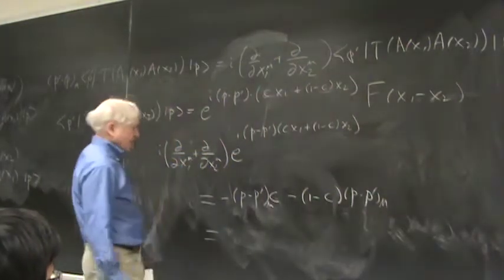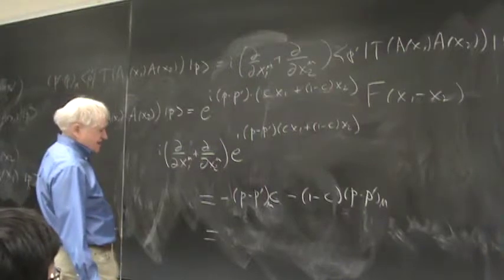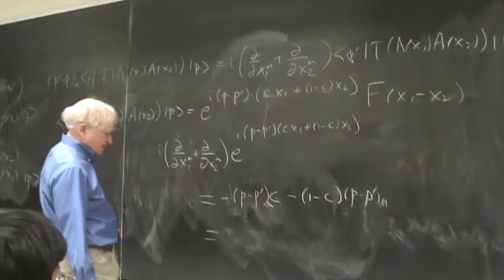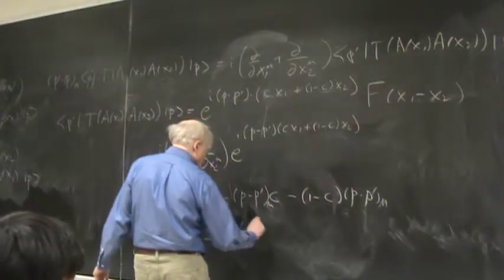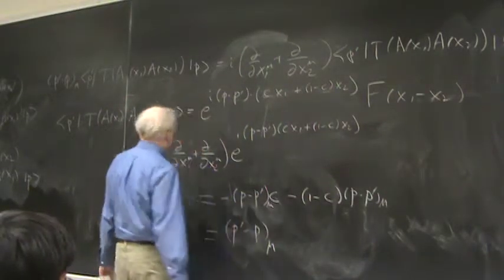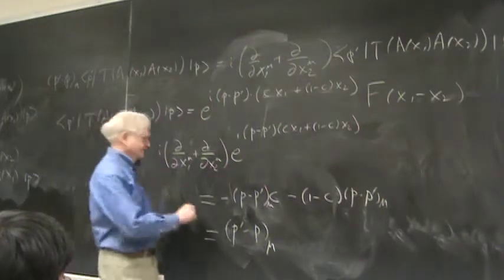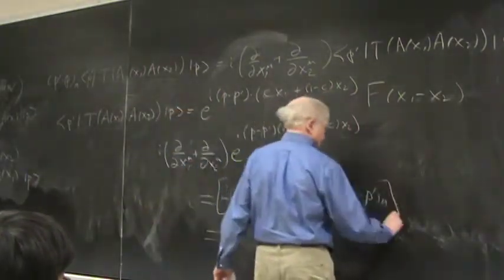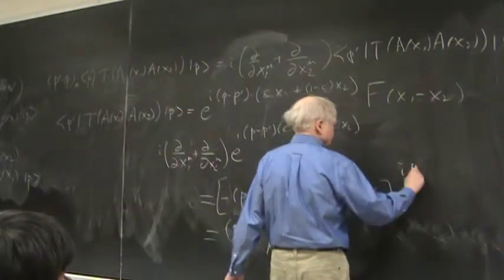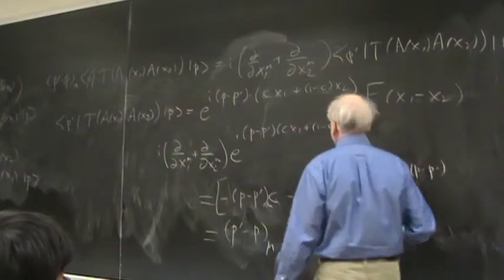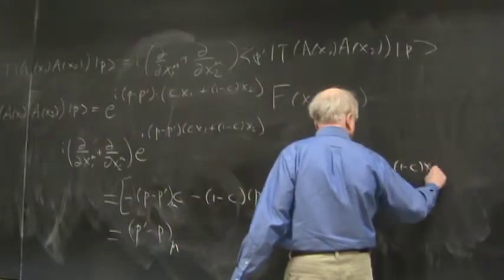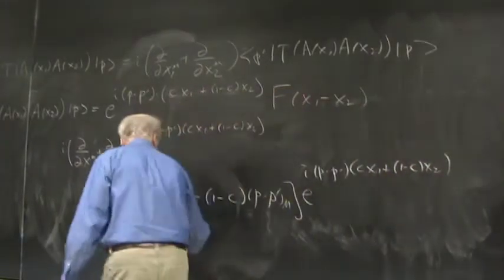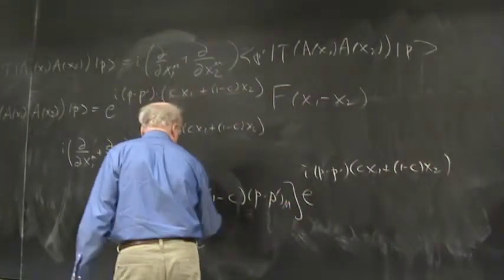And all together, the c terms cancel, and what we get is p prime minus p mu, times, of course, the exponential, e to the i p minus p prime, c x1 plus 1 minus c x2. And then, of course, times the exponential.